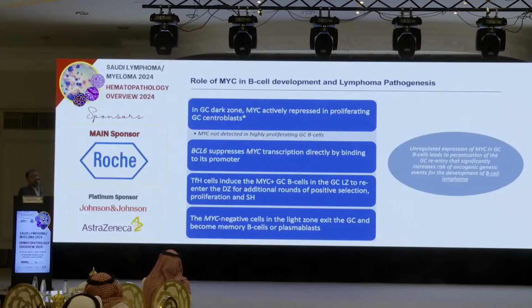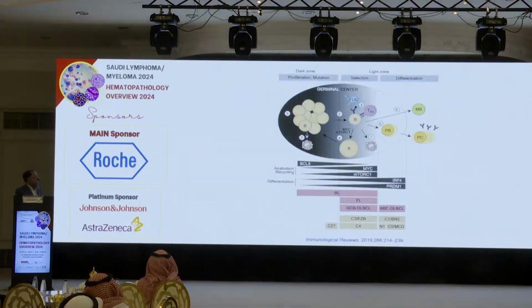And once this is dysregulated, or not controlled, or gone out of whack, then you can expect C-MYC to continuously send cells back into the dark zone. That's where the proliferation happens, that's where all the activity happens, and that's where the lymphomas of the dark zone we know of come from, like Burkitt lymphoma, high-grade B-cell lymphomas, and double-hit lymphomas. I just tried to make it very simple.